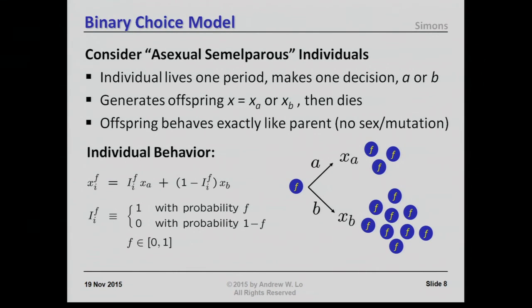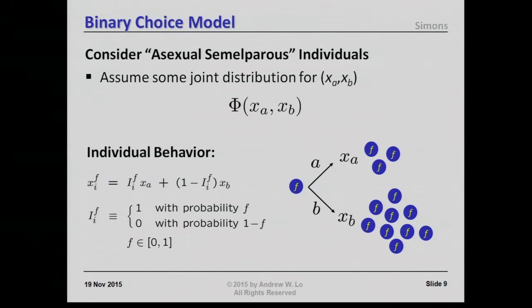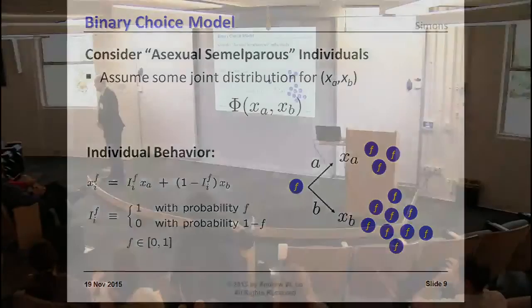Little xa is the number of offspring you will get if you choose A, and little xb is the number of offspring you will get if you choose B, and xa and xb are both random variables. Okay? And in a minute, I'll assume something about their statistical distribution, but for now, all you need to know is that they're different random variables, right? Different distributions.